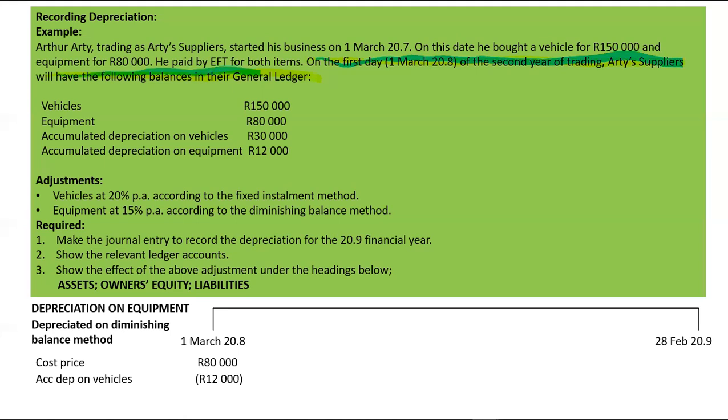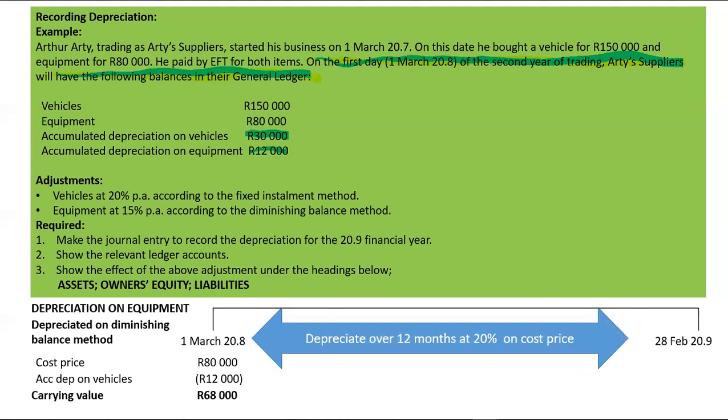So that accumulated depreciation amount on equipment and that accumulated depreciation on vehicles, both of them are at the beginning of the financial year. Meaning that the carrying value on equipment at the beginning of the year will simply be 68,000. So we agree that we have used this equipment for 12 months, but we are depreciating this equipment using the diminishing balance method, not the cost price.